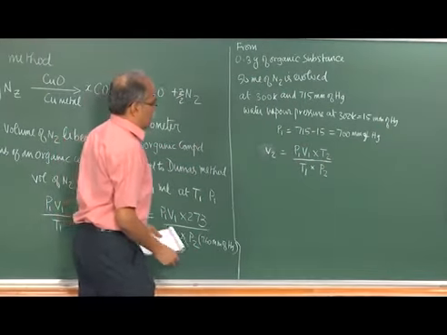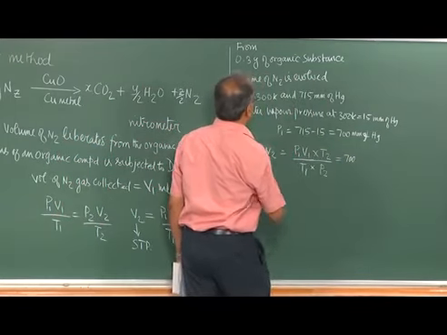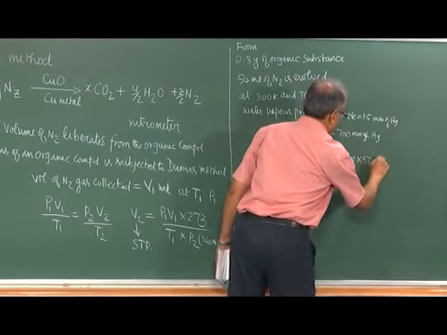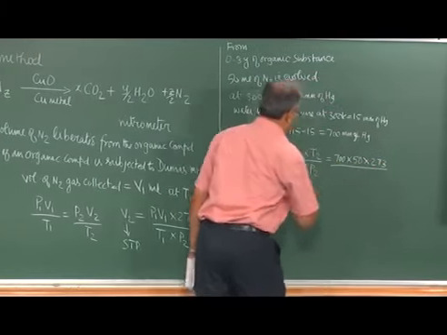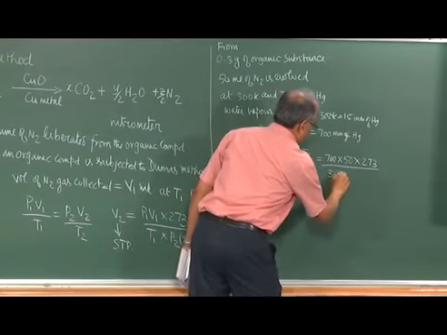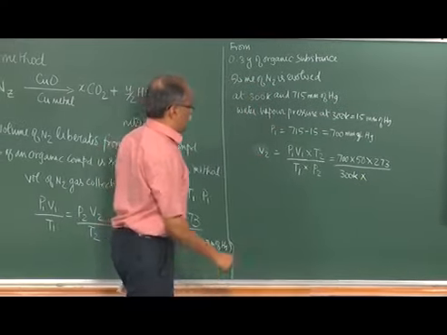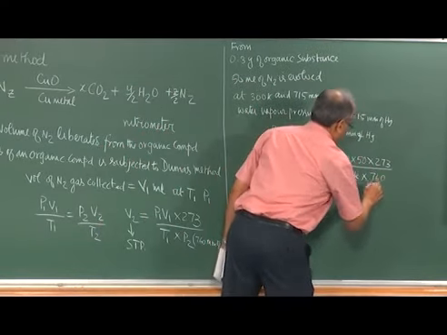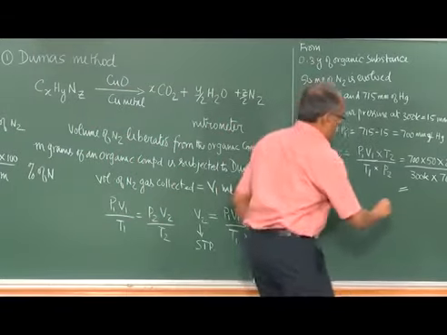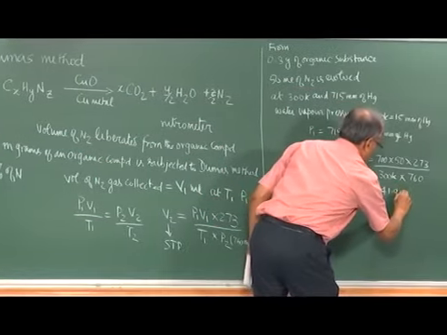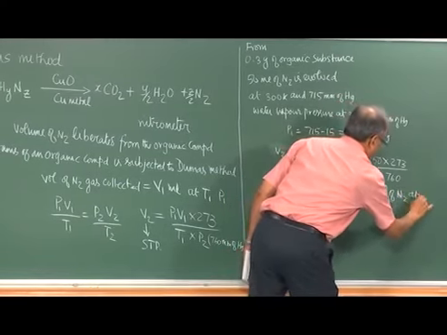If you substitute the values here, P1 will be equal to 700 and the volume of nitrogen collected is 50 milliliters, and temperature T2 will be 273 Kelvin, which is the standard temperature. T1 is given as 300 Kelvin and P2 corresponds to 760 millimeters of mercury, which would be 1 atmospheric pressure. If you solve this, it amounts to 41.9 ml of nitrogen collected at STP.